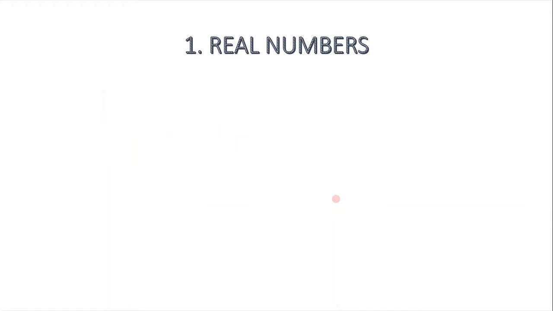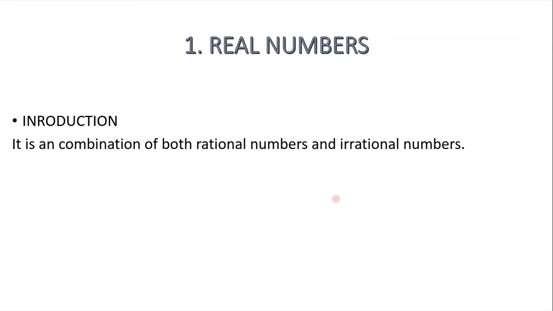Okay, what are real numbers? A real number is a combination of both rational numbers and irrational numbers. Then what are rational numbers? A number which can be written in the form of p by q or fractional format is called a rational number. For example, 0.5. I can write 0.5 in terms of fraction as 1 by 2.